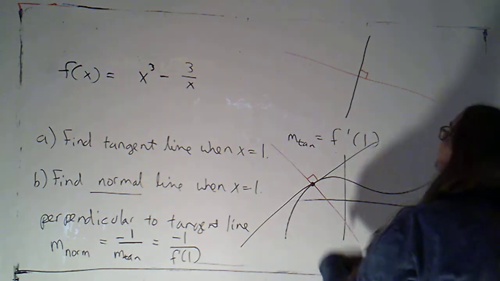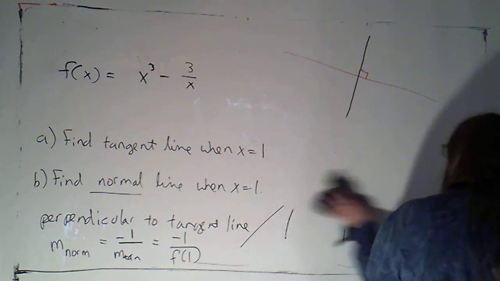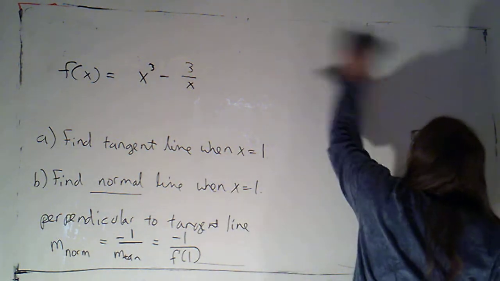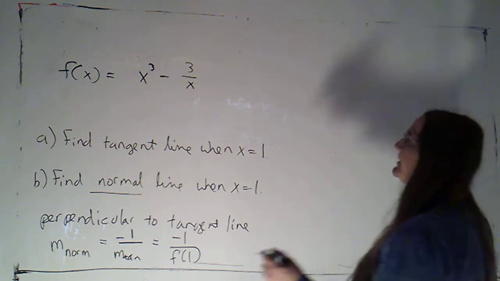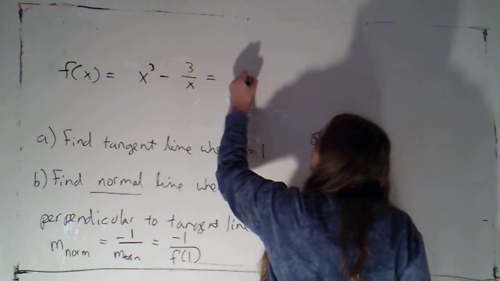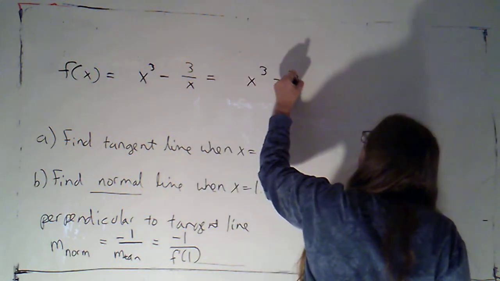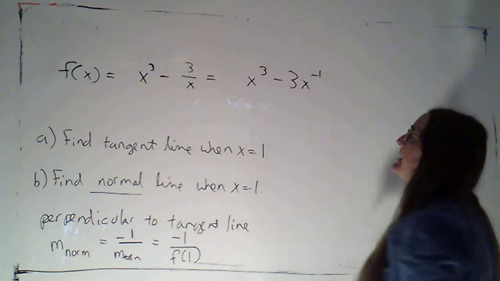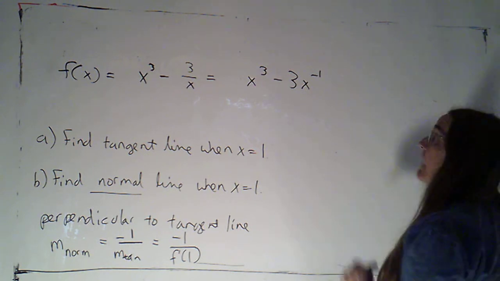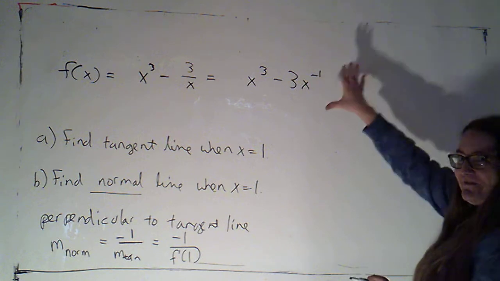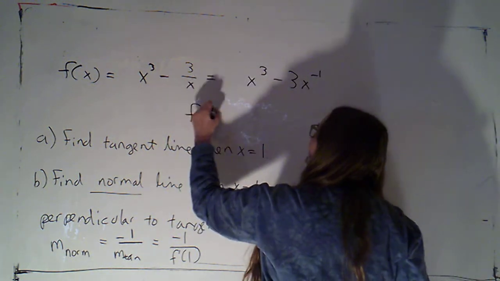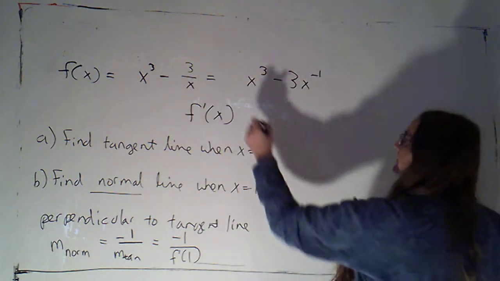All right, so let's go about doing this. For both slopes, I'm going to need to know what the derivative is at 1. Let me first of all just rewrite my function. That's x cubed minus 3x to the negative 1. Now I'm ready to take the derivative. I don't want to write an equal sign because the derivative isn't equal to the original function. I'll start a new line for the derivative.